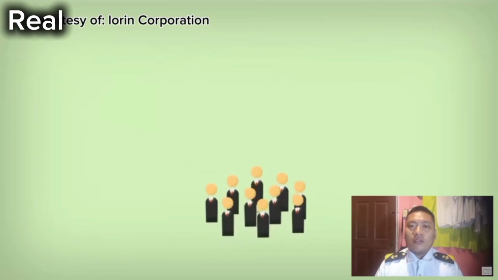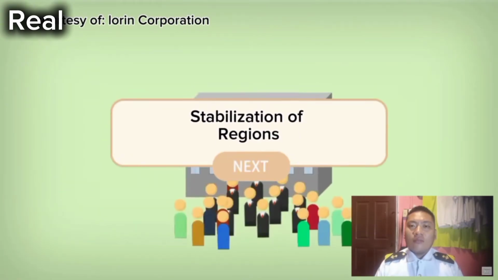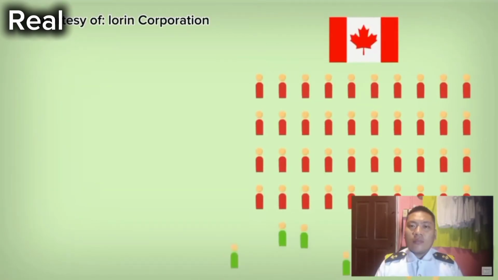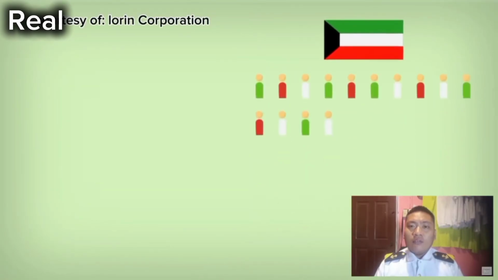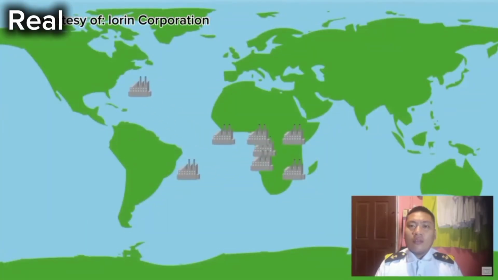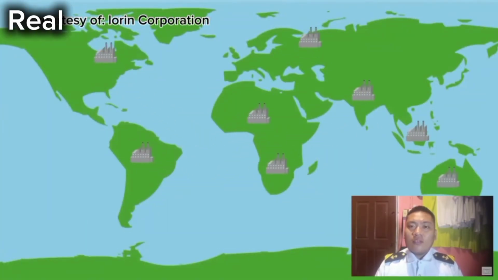Number 3. Stabilization of regions. Regionalization can stabilize regions economically and politically, which can then contribute to a more stable global environment. This can foster globalization by providing secure and predictable markets.